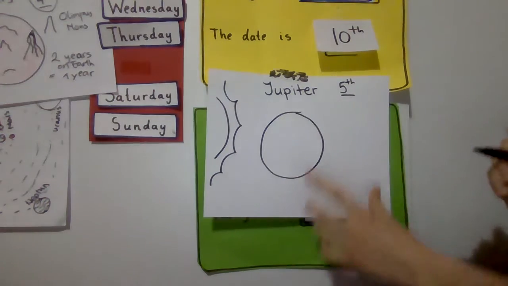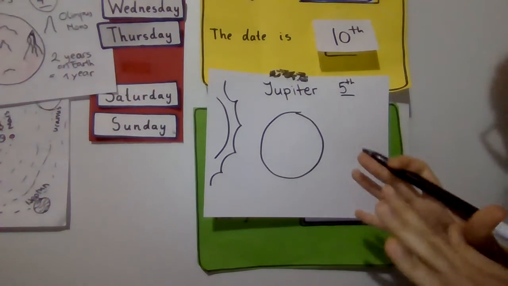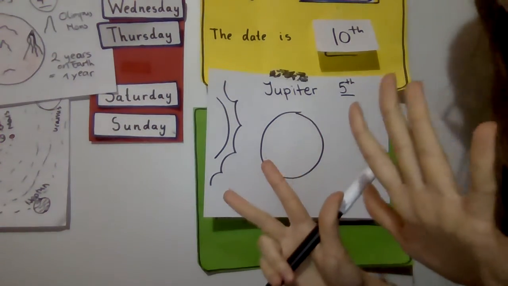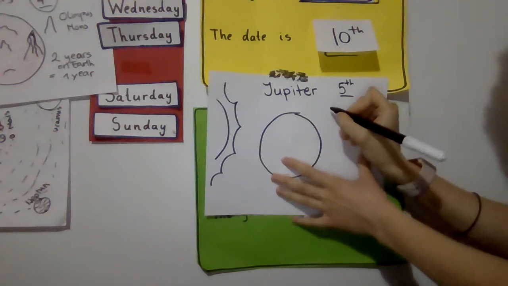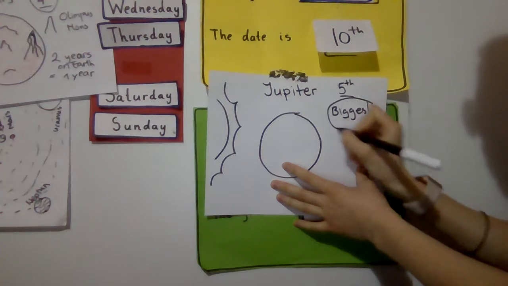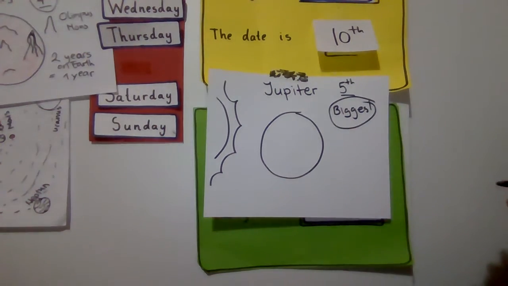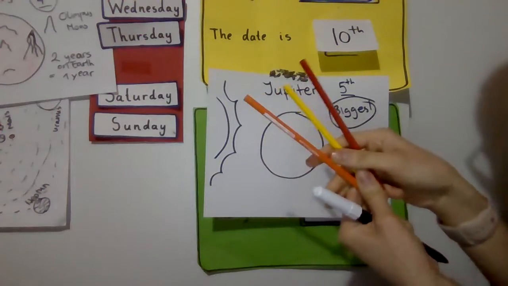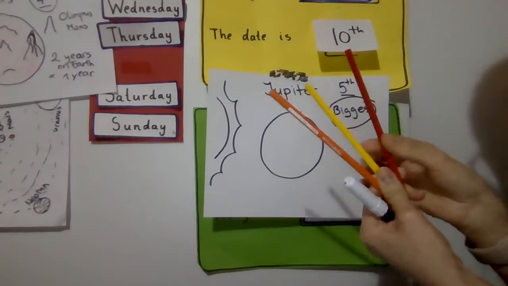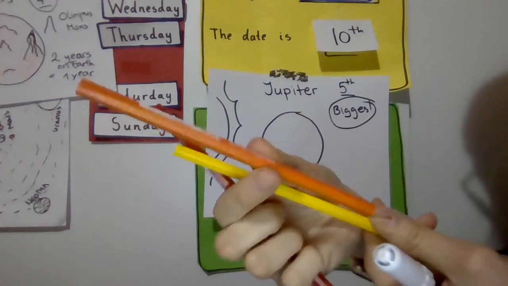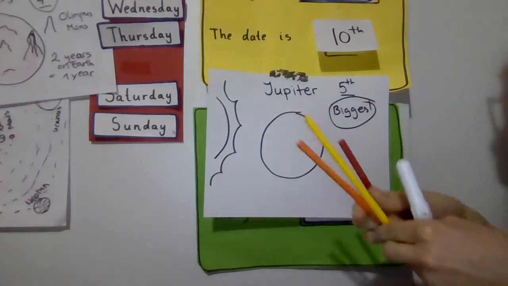All right, so Jupiter is the biggest planet, remember, in our solar system. From all of the 8 planets, Jupiter is the biggest. So I'm going to write here biggest. The biggest planet in our solar system. So Jupiter is orange, beige, and yellow in color. And there's a huge red dot. So I'm going to use these colors, orange, red, orange, and yellow to draw Jupiter.